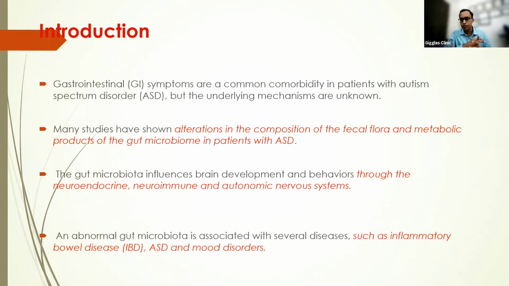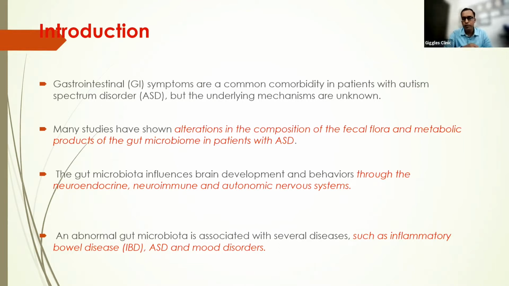What the studies have found is that this equilibrium between the good and the bad bacteria is very much disturbed in the gut of autistic children. Why it is disturbed, we'll be seeing. But this is the main culprit, I would say, the problem which is there in the gut. Because of this imbalance between the good and the bad, all the problems of the gut happen. Why these gut problems are associated with problems of the brain in autistic children, we'll also be seeing.